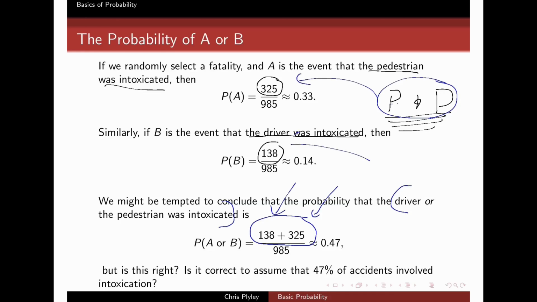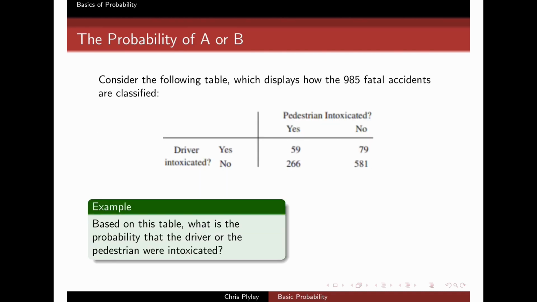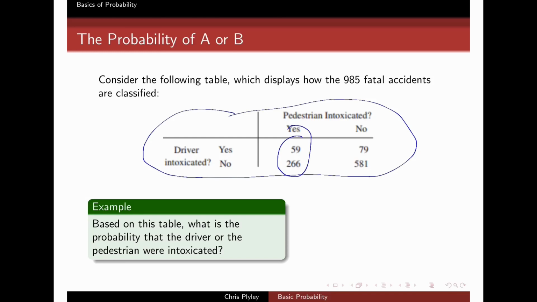And you also counted it here when the driver was drunk. For example, here's the table that shows the total breakdown of all cases where driver and pedestrian were drunk. The way I read this is saying, well, where did that 325 come from? Those were all the cases where the pedestrian was drunk. 59 times the driver and pedestrian were drunk, and 266 times only the pedestrian was drunk.